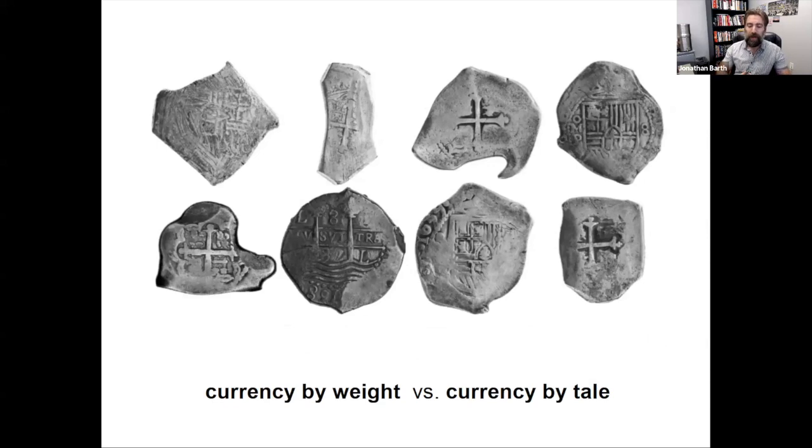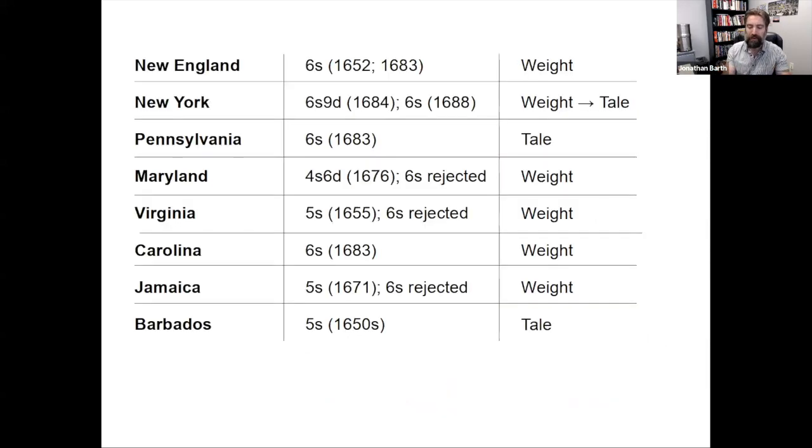Some colonial governments allowed clipped monies to pass at face value, known as currency by tale. Other colonies deployed a sliding scale of valuation that deducted a certain number of pence for each missing pennyweight. Pennsylvania and Barbados valued currency by tale, while New England, New York, and Carolina valued currency by weight. Hence, if you see here on the chart, the Pennsylvania valuation for coin was in actuality far higher than what the 6 shilling rate at first glance would suggest, because the law in Pennsylvania was that it was 6 shillings for clipped money.